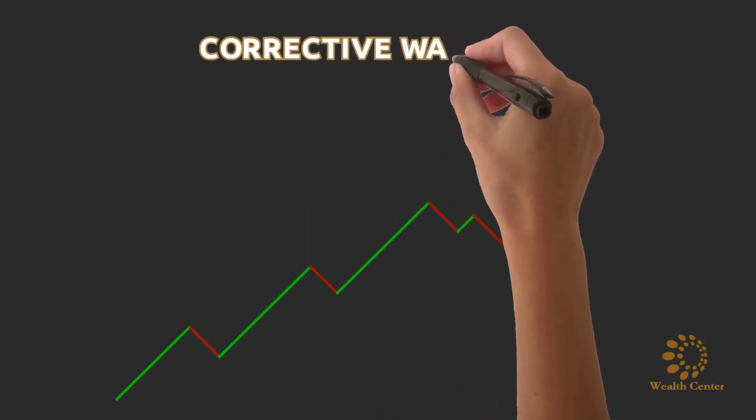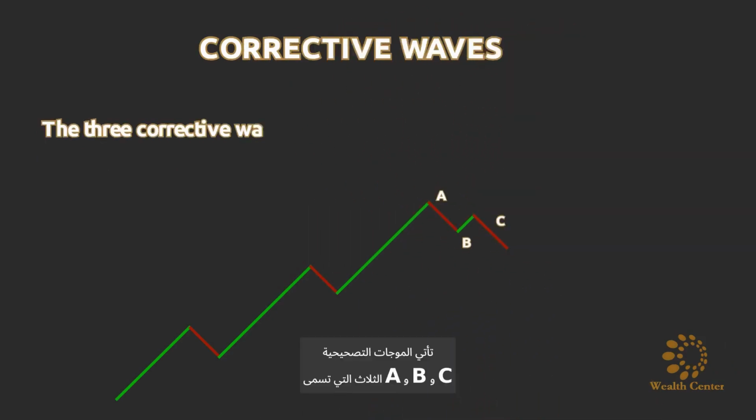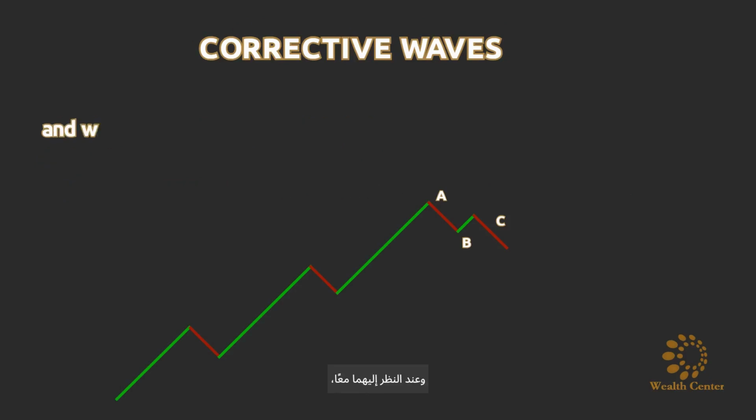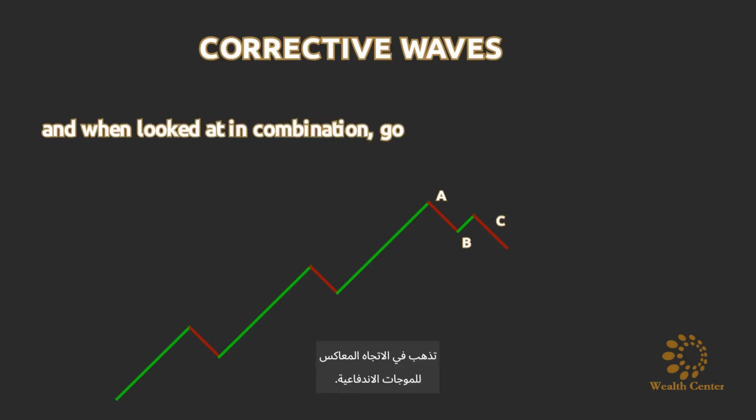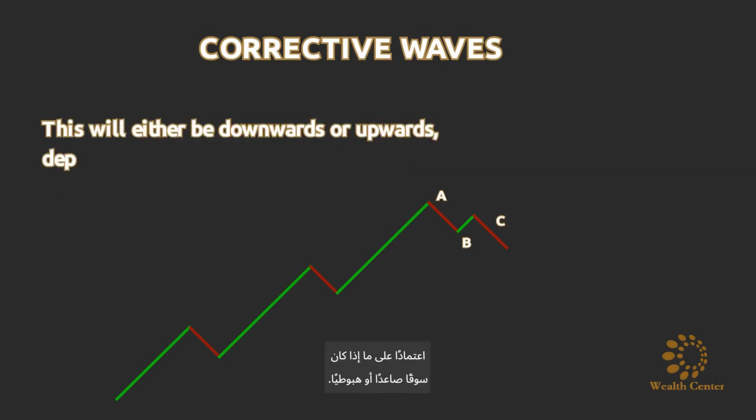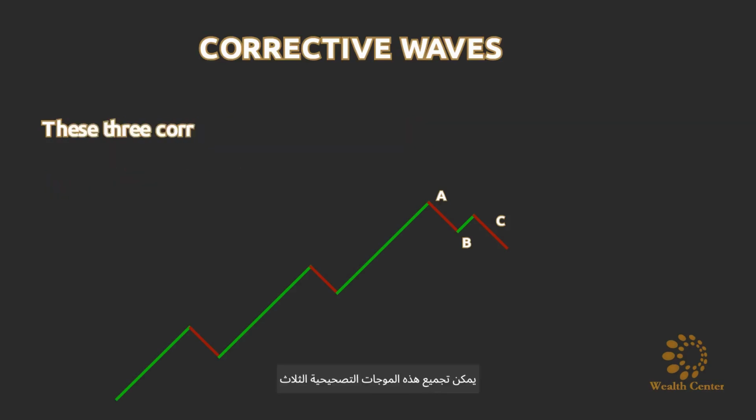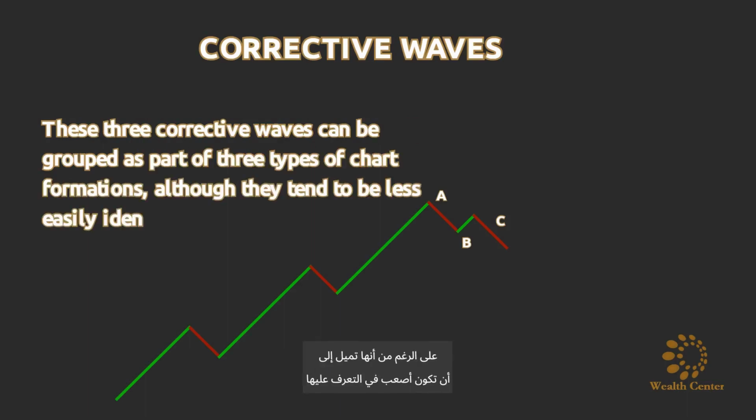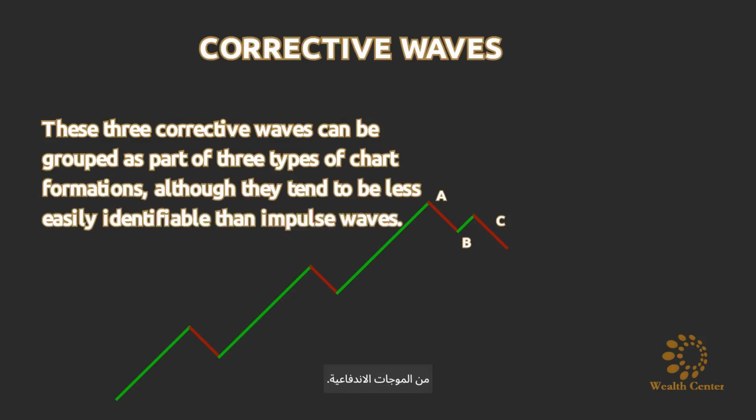Corrective waves. The 3 corrective waves, labeled A, B, and C, follow after the first 5 impulse waves and, when looked at in combination, go in the opposite direction to the impulse waves. This will either be downwards or upwards, depending on whether it's a bull or bear market. These 3 corrective waves can be grouped as part of 3 types of chart formations, although they tend to be less easily identifiable than impulse waves.